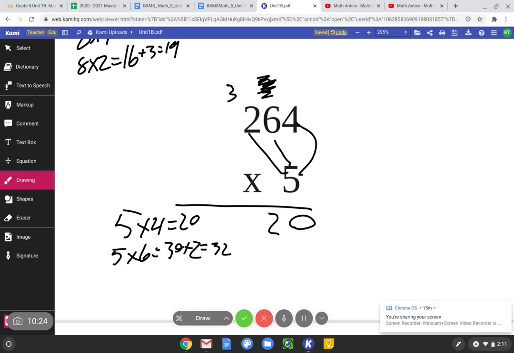Now we're going to do 5 times 2. That equals 10, and I'm going to add the 3 from the added. That equals 13. So our final answer is 1,320.